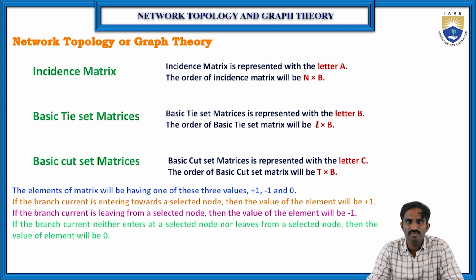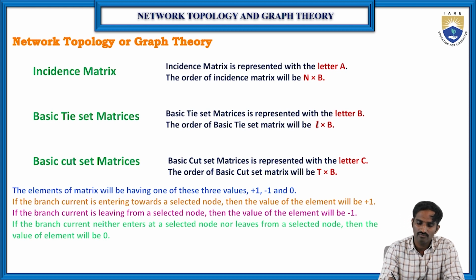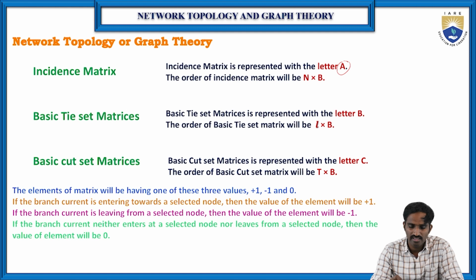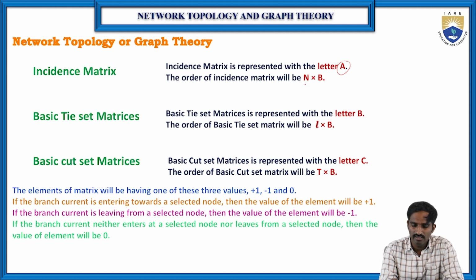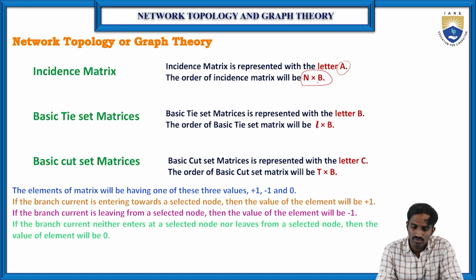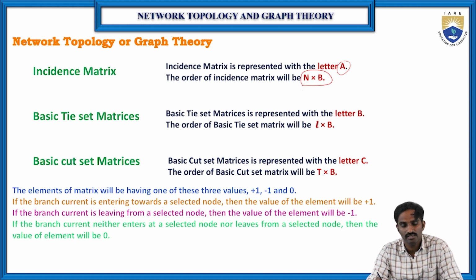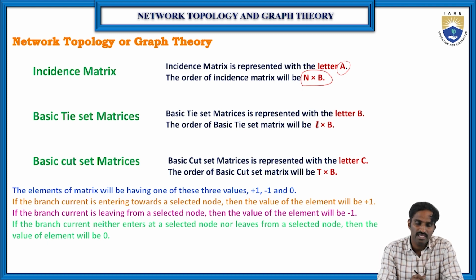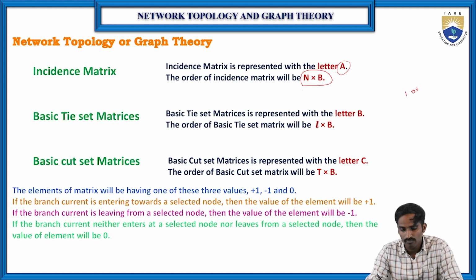So here the incidence matrix is represented with the letter A, and the matrix A is an n cross B matrix, which means n is the number of rows and B is the number of columns. So here n is nothing but the number of nodes and B is nothing but the number of branches. So based on the number of nodes and branches, we can form a matrix. Then what are the elements of the matrix here? Usually in all these cases, the elements of the matrix are only either 1 or 0.